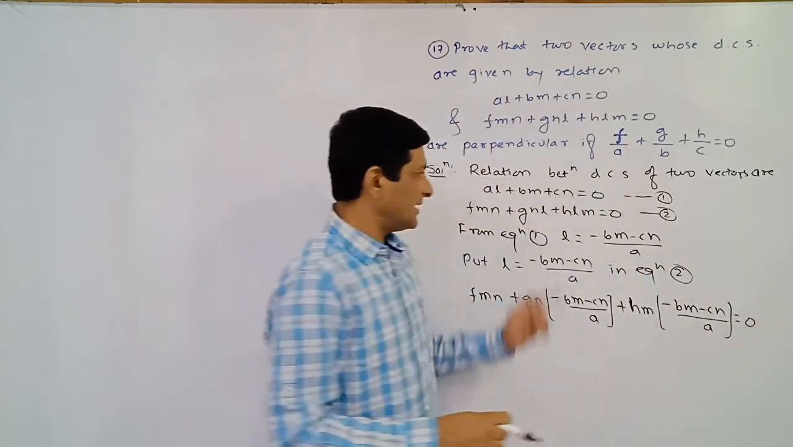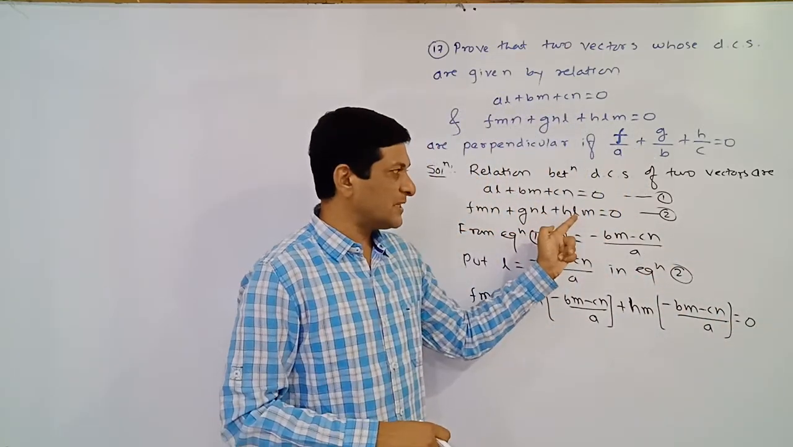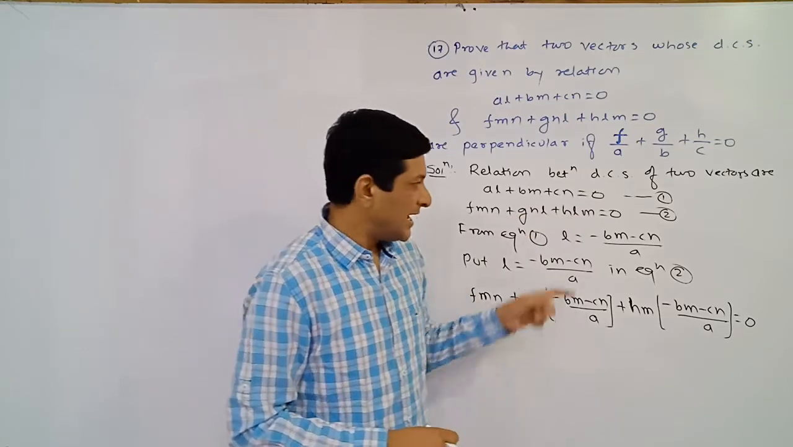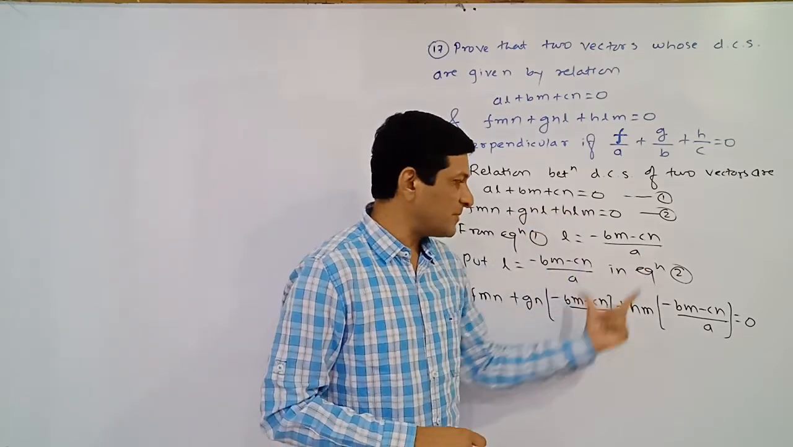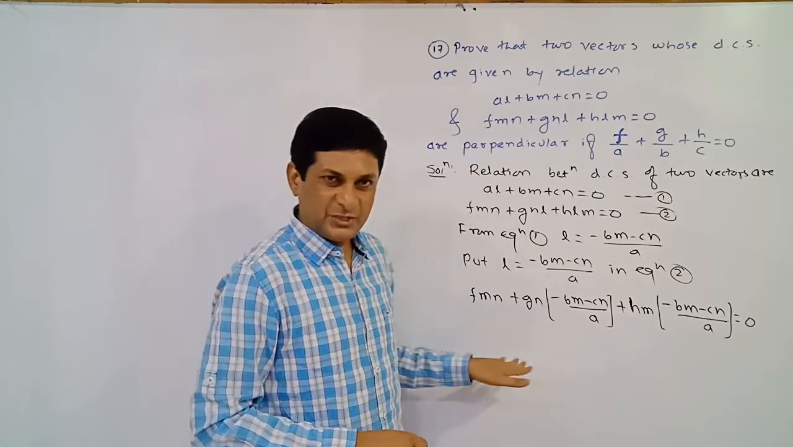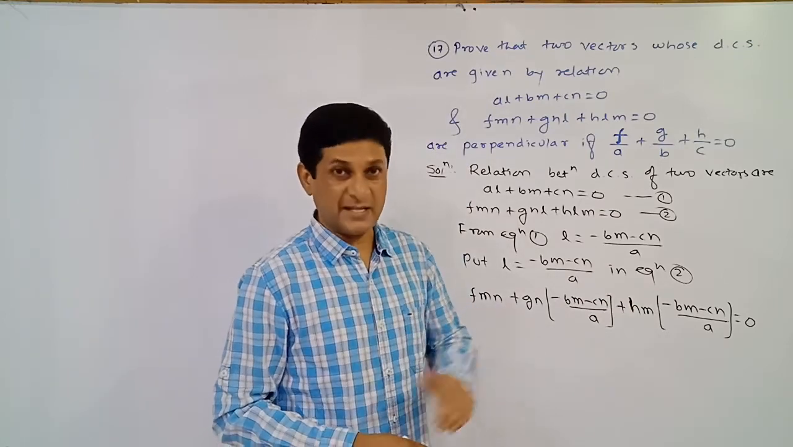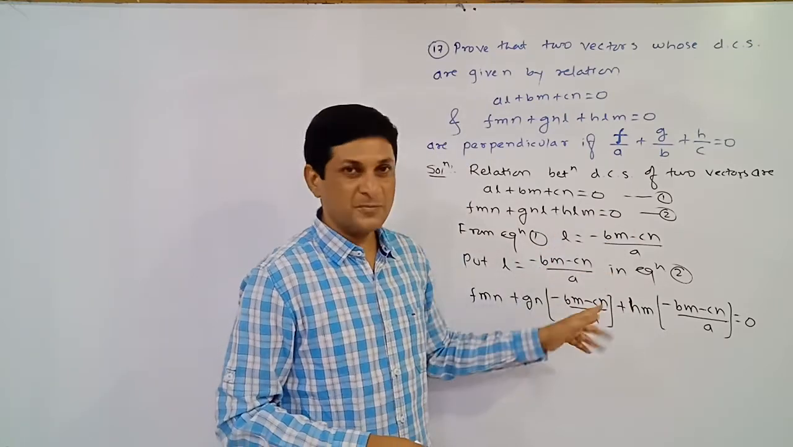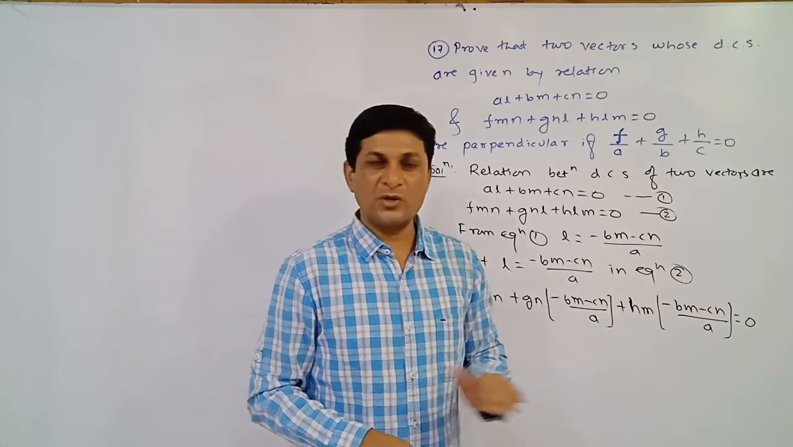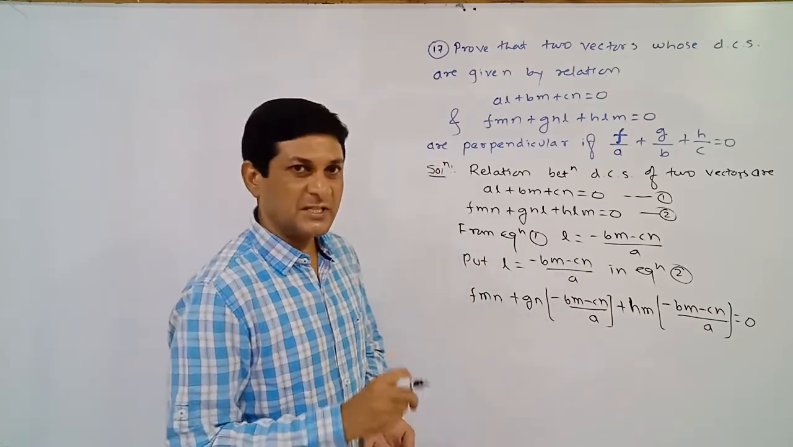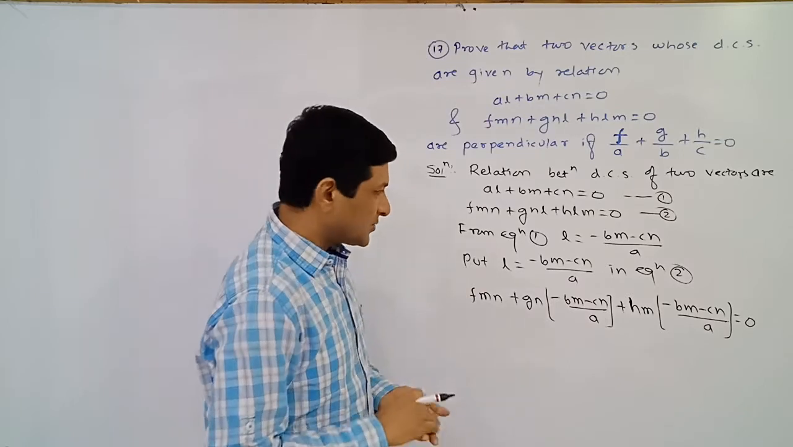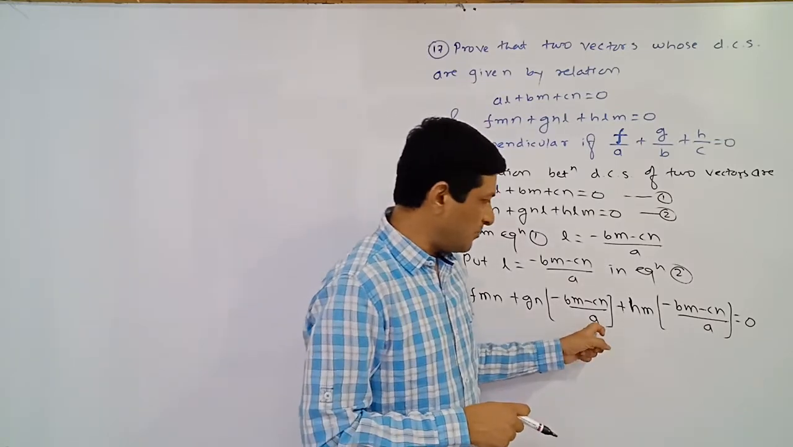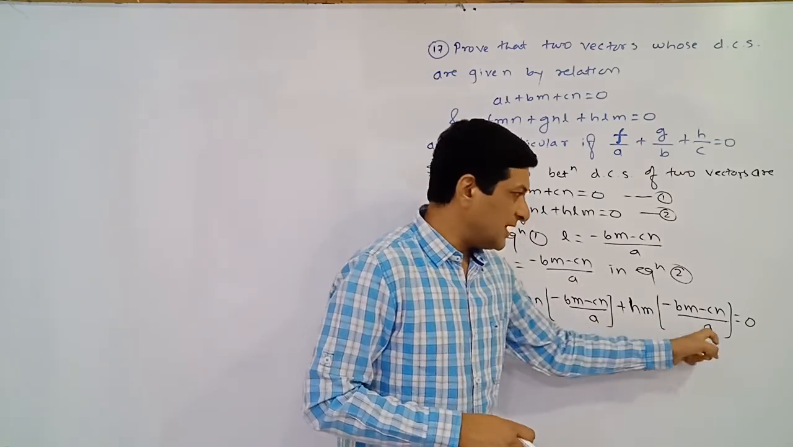Just here, in the second term also L appears, and in the third term also L appears, and we have replaced both the L by this value. Now this whole equation is in terms of what? M and N, because we have substituted the value of L, so L will get eliminated. So now let us simplify this equation, which is in terms of M and N.